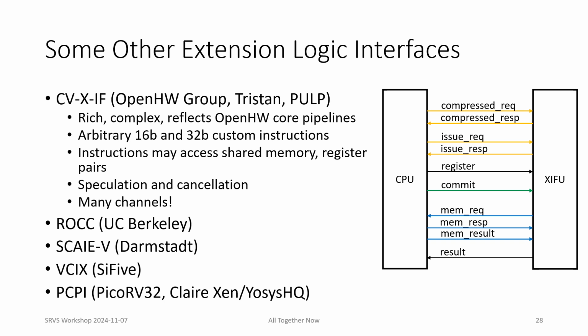Instead of a single request and response channel, it uses up to 10 channels between the CPU and the extension unit. The first 4, in orange, support decoding of new 16-bit custom instructions and new 32-bit custom instructions. The commit channel, in green, supports cancellation of speculatively issued custom instructions. And the mem channels support custom instructions that access shared memory by proxying the accesses back through the CPU's memory pipeline. All of these additional capabilities and flexibility are powerful, but will be expensive, especially in an FPGA soft processor.